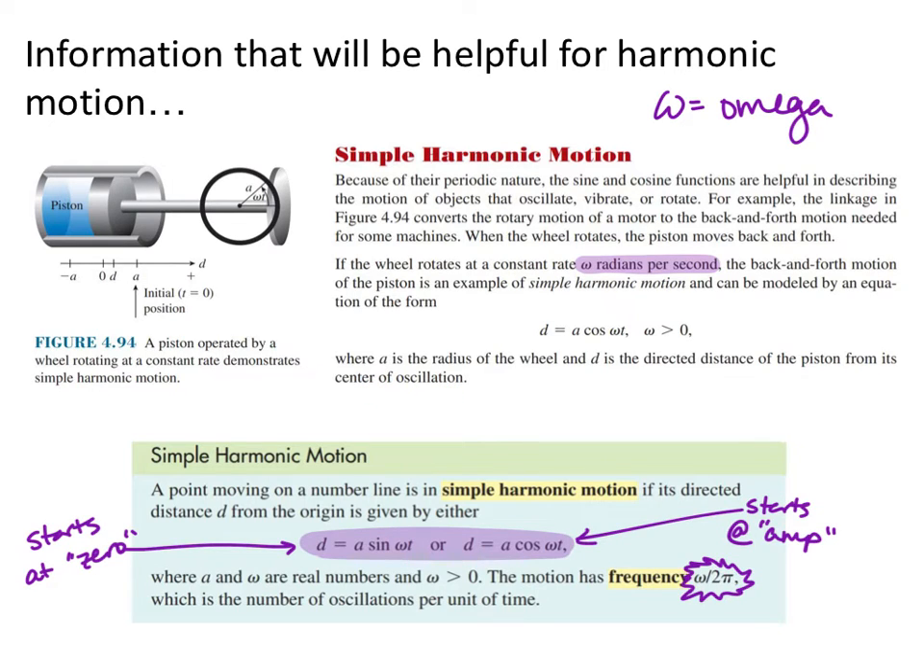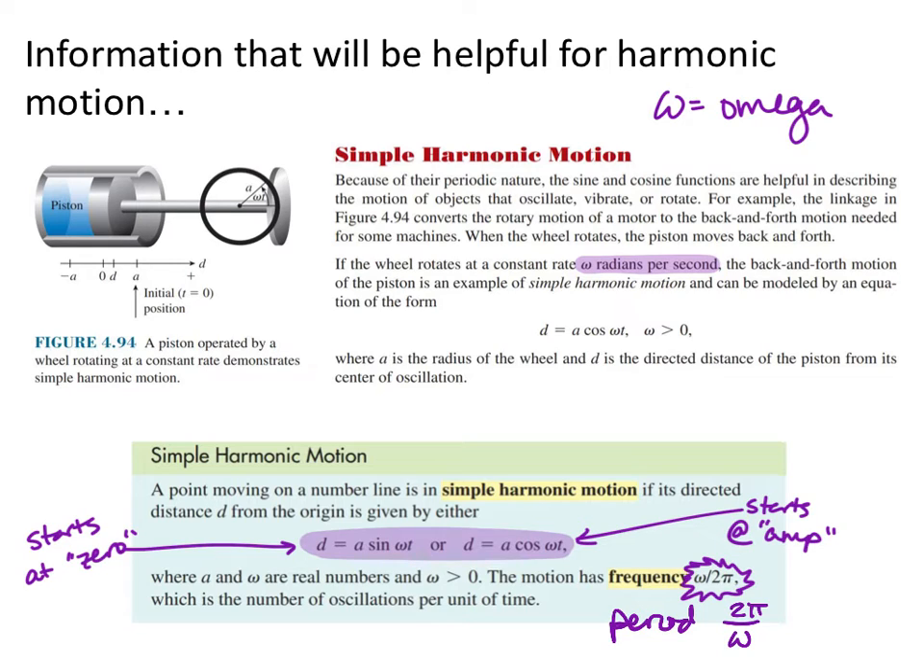That's a whole lot of physics words to say that simple harmonic motion can either be D equals A sine of omega t if it starts at 0, its initial position, or D equals A cosine of omega t if it starts at the amplitude. Remember, omega is the radians per second, so it helps me know the frequency of this motion, omega divided by 2 pi. That also helps me know that the period is going to be 2 pi divided by omega, because frequency is the reciprocal of period.